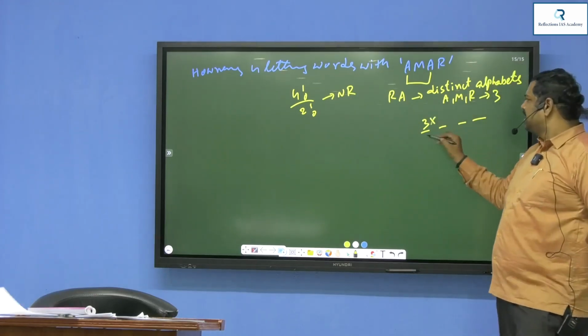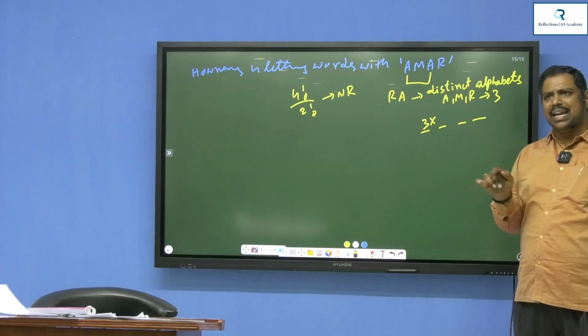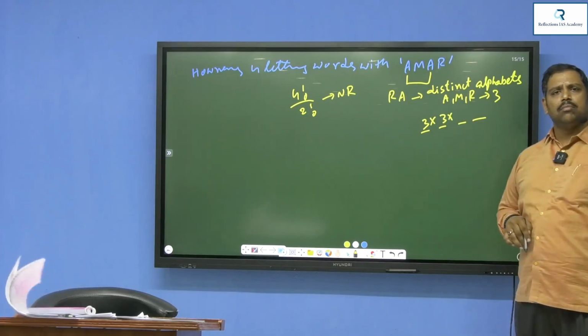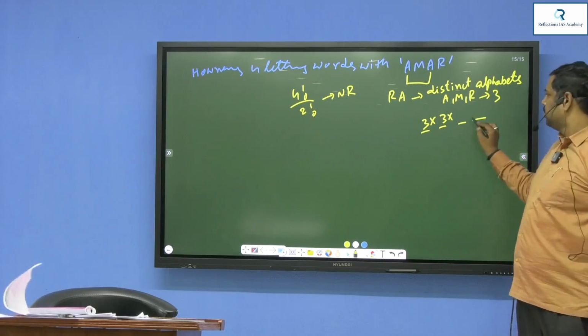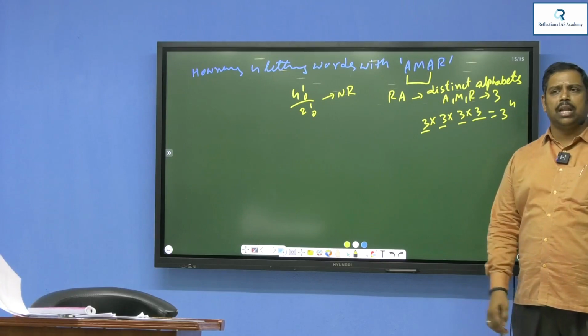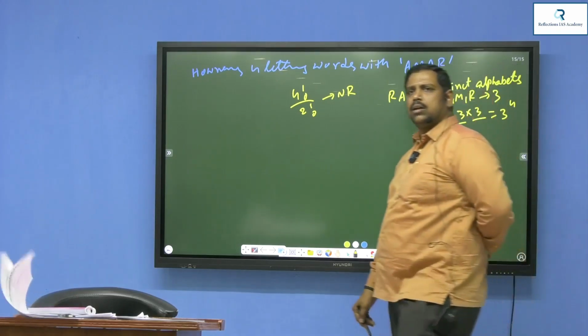So into. Repetition is allowed, right? Again anybody may come, right? So again 3 ways. Repetition is allowed. So again 3 ways. Again 3 ways. So answer will be 3 power 4. Okay?